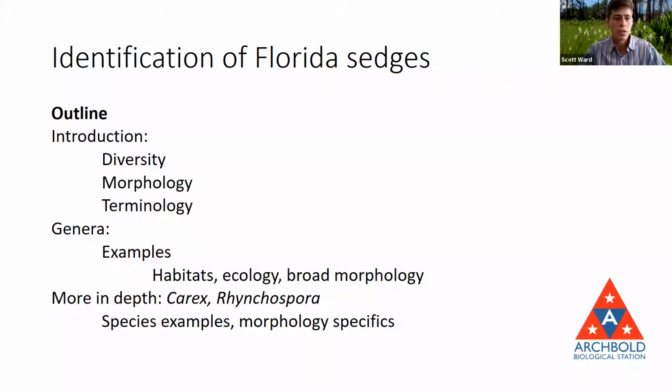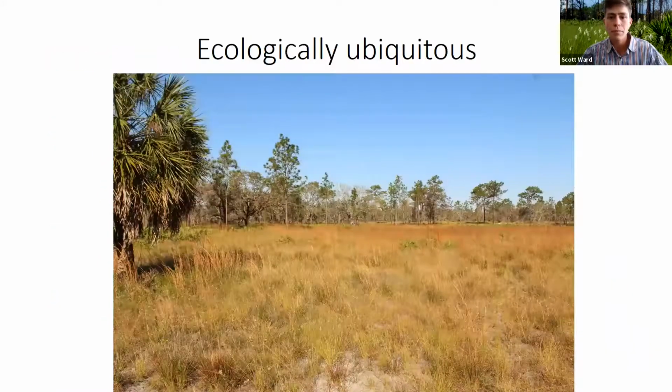And then I'll get into some examples of genera, basically a plural genus, right? And then I'll discuss some pertinent information related to some of these species and their habitats, their ecology, and then some morphological traits that I think really help when you get down to learning these genera. At the end, I'll get perhaps a little too in-depth into two of my favorite groups, Calcareous and Rhynchospora, using lots of pictures, species examples, and I'll try to be really specific about certain morphological traits so that you're clear what I'm referring to. So sedges are ecologically ubiquitous.